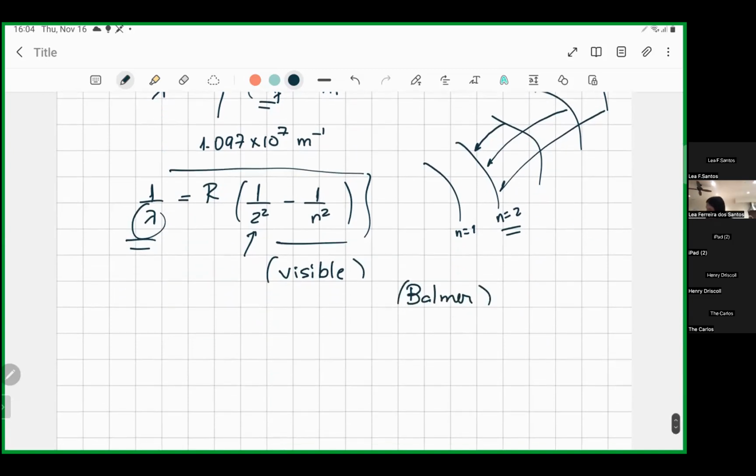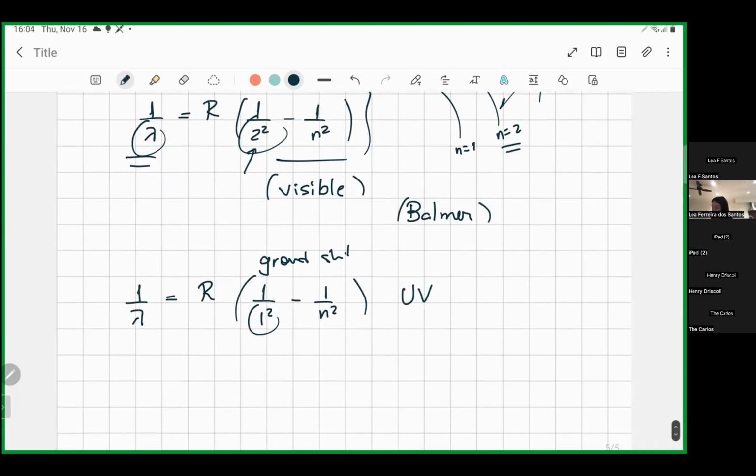But if it decays, there are many other lines. This was the first excited state, but if it decays now into the ground state, then these are in the ultraviolet and also get a name. If it decays into the second excited state, this becomes infrared and also has a name. Okay, anyway, so this is the end of the story, connecting with the previous class.